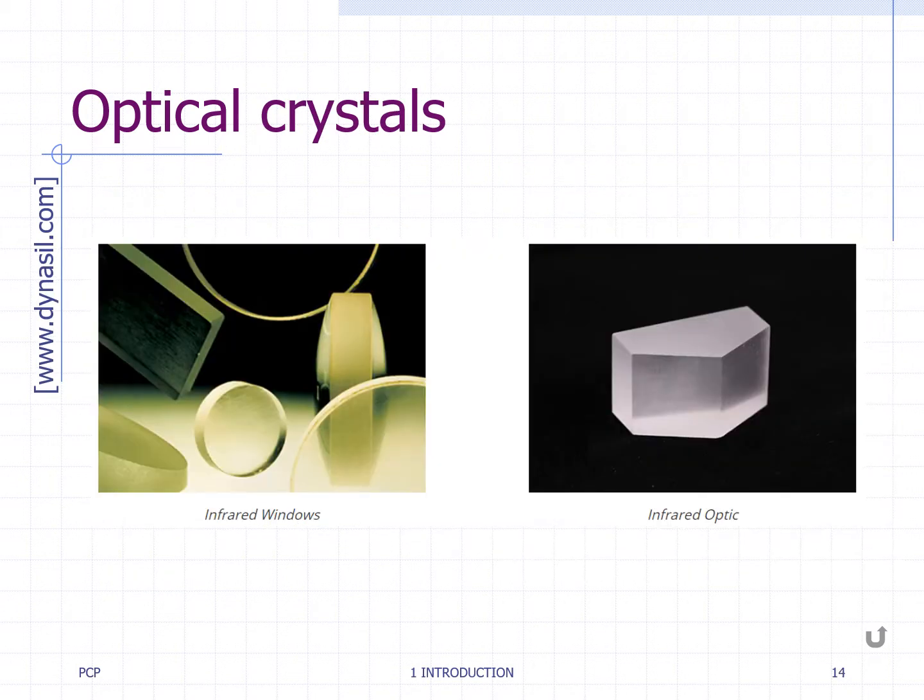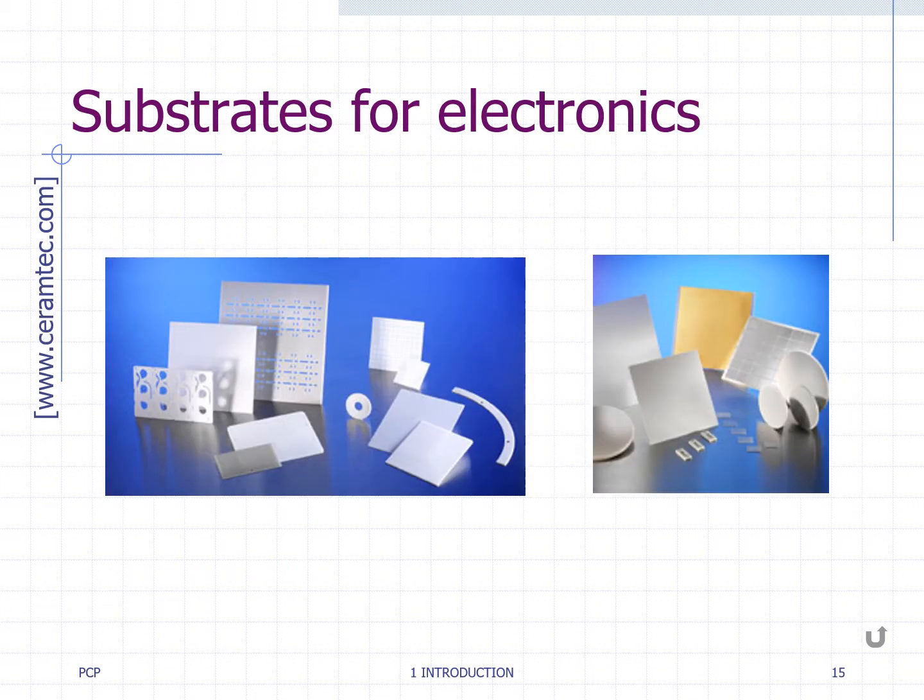Optical crystals are applied in infrared windows and optics used in infrared spectroscopy, typically made of calcium fluoride, cesium iodide, potassium bromide, potassium chloride, or sodium chloride. Electronic circuit carriers may be manufactured from aluminum oxide or nitride. They are characterized by their high thermal conductivity and low electrical conductivity, as well as high mechanical strength. Ceramic substrates are suitable for thick and thin film applications.